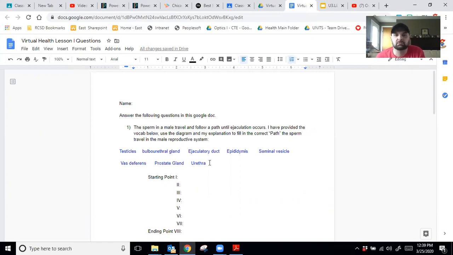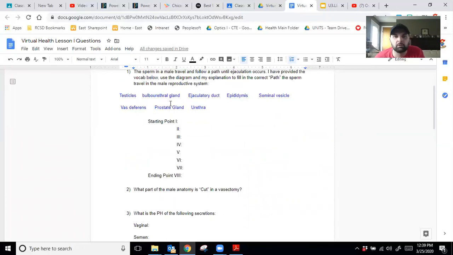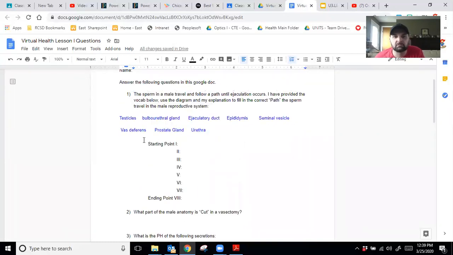So all these vocab words down here are somewhere that the sperm either is created in or makes a stop on the way out. We all know what's happening to cause sperm to come out, right? So what you have to do is tell me where it starts, starting point 1, tell me where it goes all along the path, and then where it ends. So let's go back to the lesson.